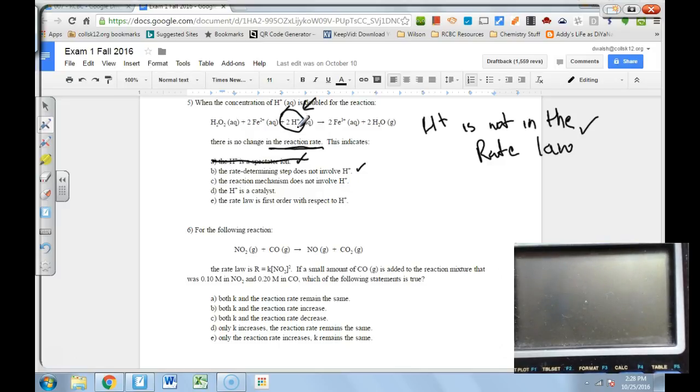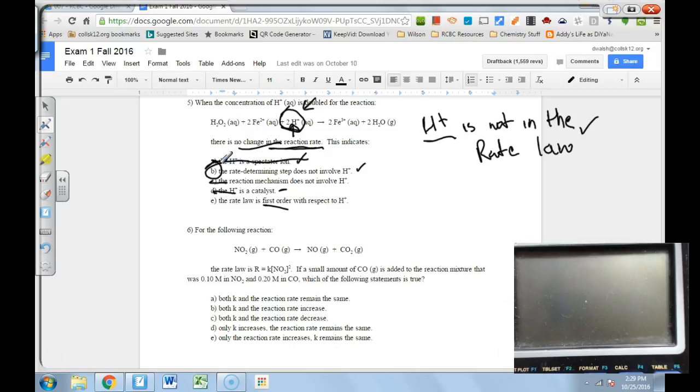Well, I think it has to involve H plus because all the steps in the mechanism have to total what the overall reaction is. H plus is a catalyst. Well, catalysts aren't listed in the overall reaction. Okay, so that's not right, and then this isn't right, and then it says the rate law is first order with respect to H. Well, because the concentration of H doesn't change the reaction rate, that means it can't be first order in H. It means that H is not part of the rate determining step. So the answer there is B.